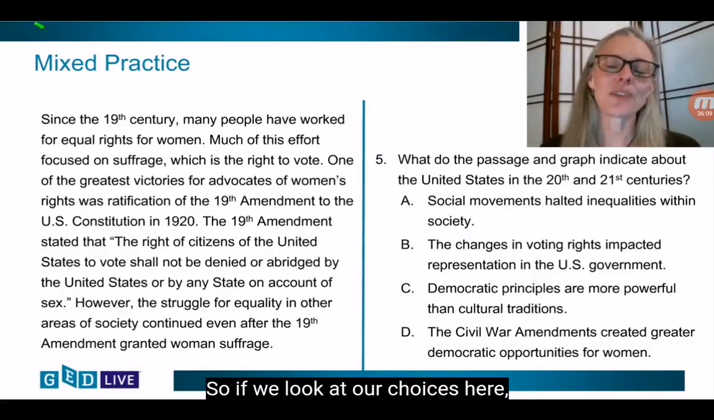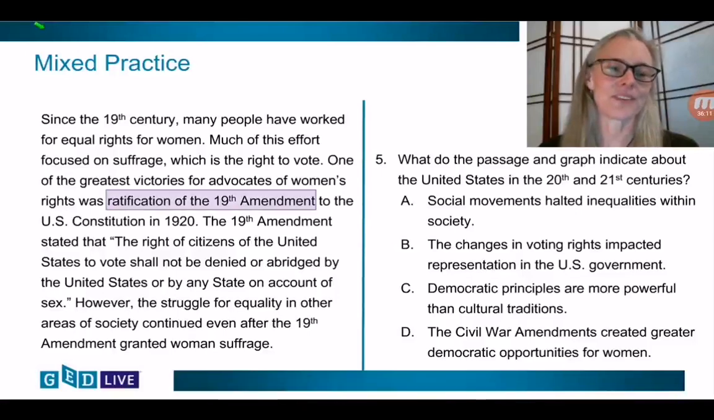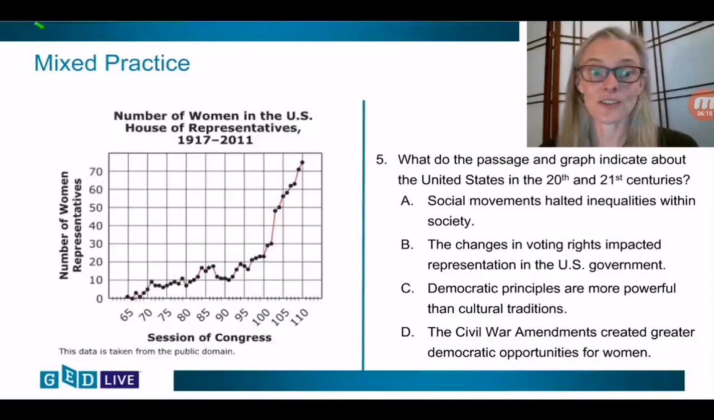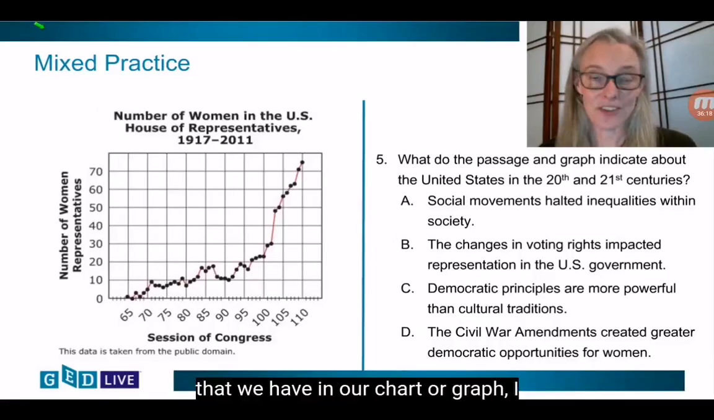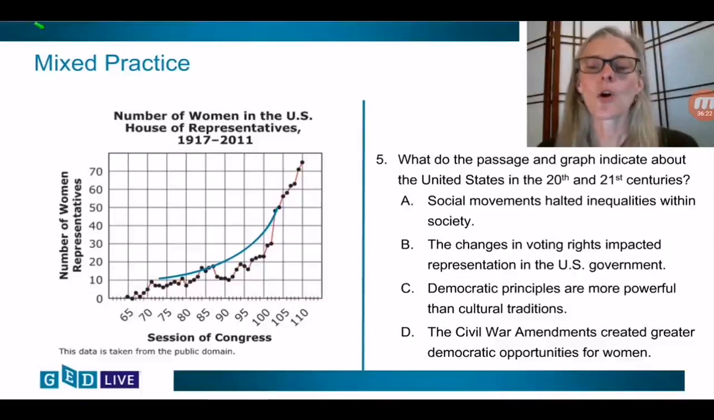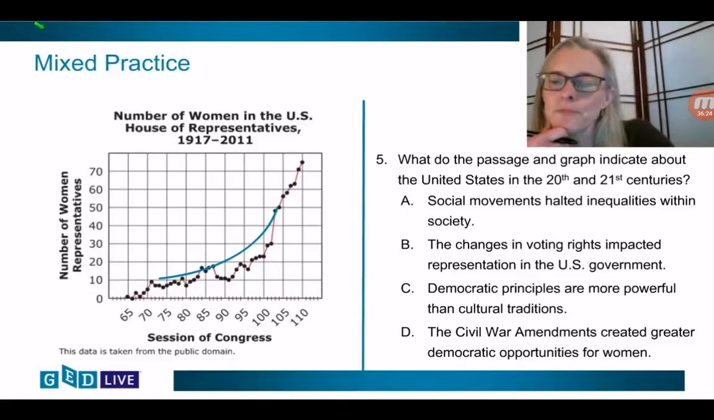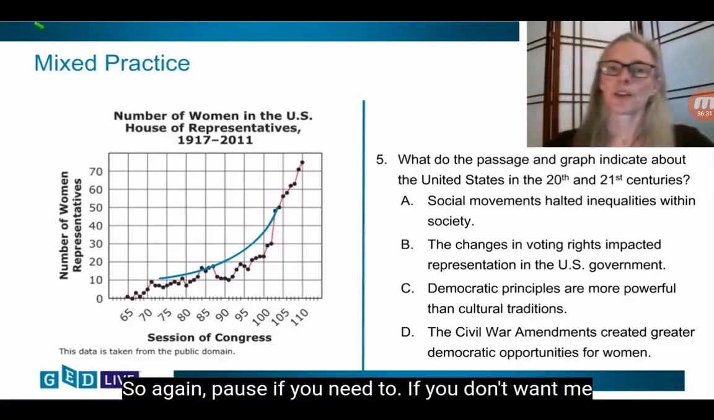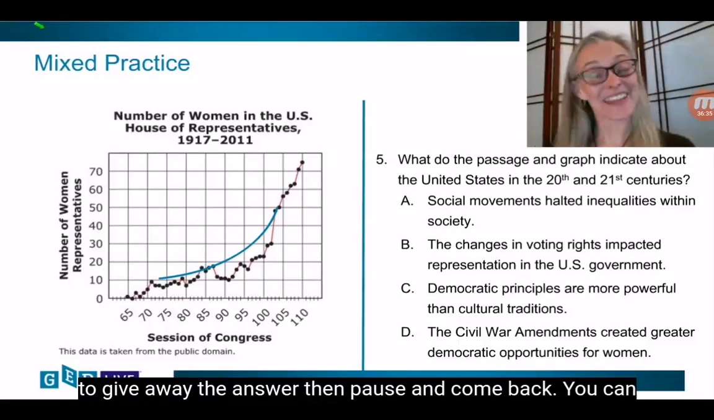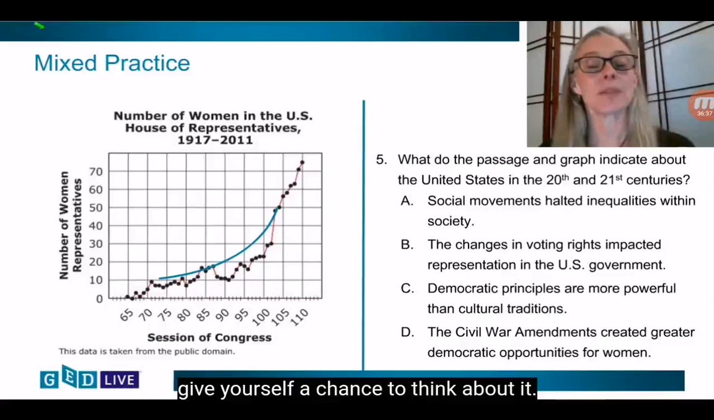So if we look at our choices here, with respect to this information that we have in our chart, or our graph, I should say, and in our passage, what we can say is that, what do you think? So again, pause if you need to. If you don't want me to give away the answer, then pause and come back. Give yourself a chance to think about it.